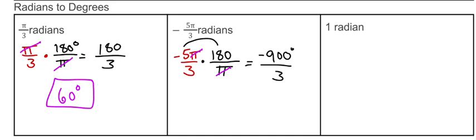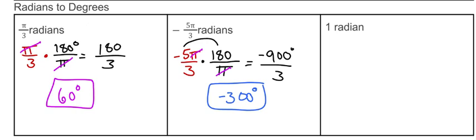All right. And once again, this goes in perfectly evenly. Negative 900 divided by 3 is negative 300 degrees. Okay, so those two things are equivalent, negative 5 pi over 3 and negative 300 degrees.